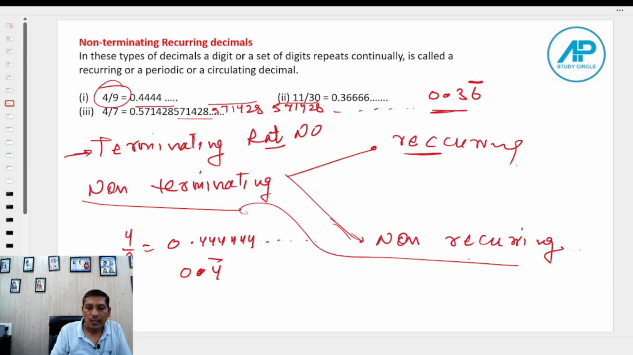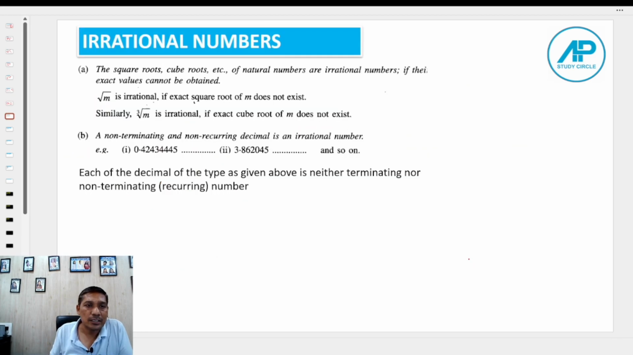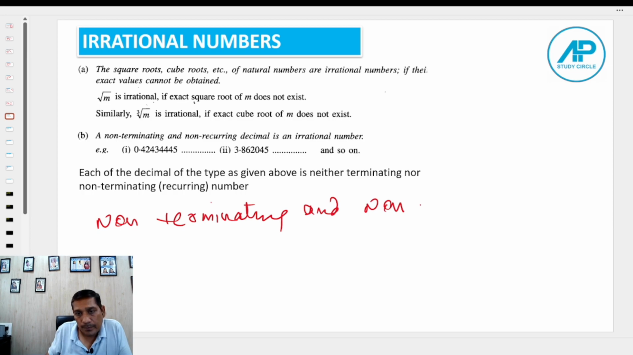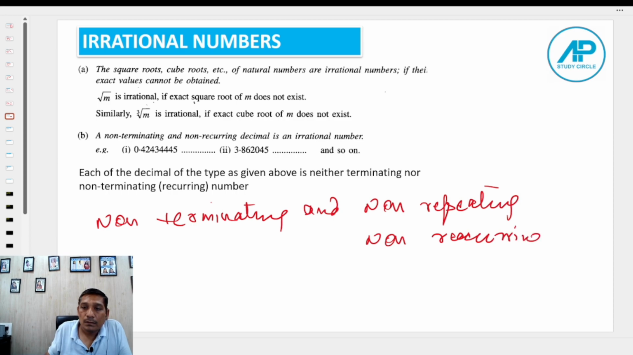and non-reoccurring. तो इसलिए मैं category change कर रहा हूं. हम rational number से आगे बढ़कर पहुंच जाते हैं irrational number में. इसकी जो identification है वो ये है that these numbers are non-terminating and non-repeating, non-reoccurring decimals. इसका मतलब क्या हो गया?